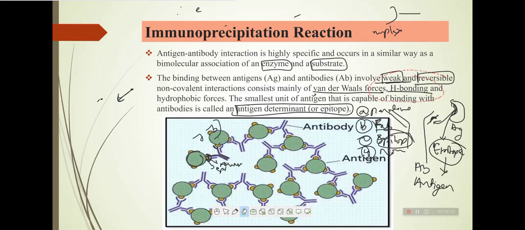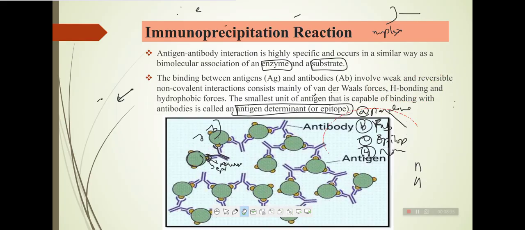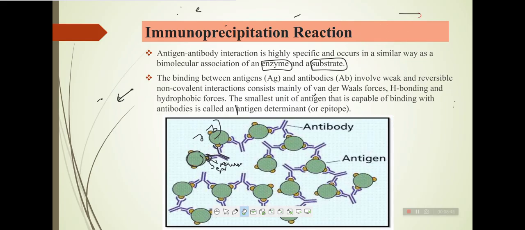So in immunology, what is an immunological reaction? An immunological reaction is an antigen-antibody interaction that takes place by weak non-covalent interaction. Weak non-covalent interactions include van der Waals forces, hydrogen bonding, and hydrophobic bonding, and the areas where they bind with each other are the epitope and paratope.